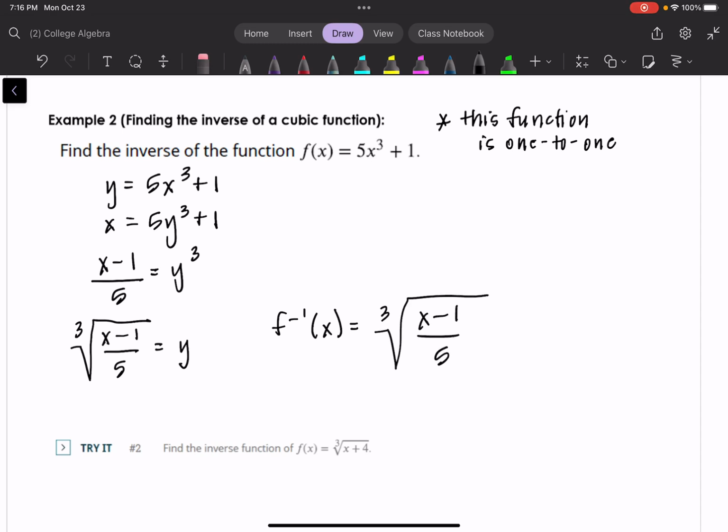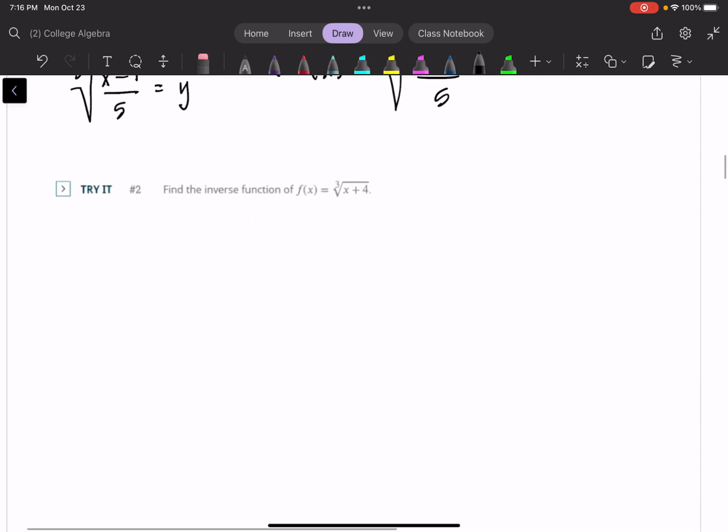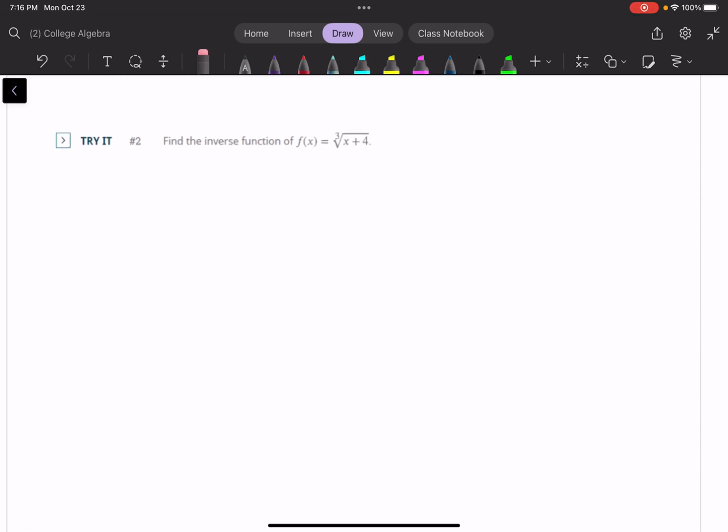All right, so if you want to pause the video and try to find the inverse function of this cube root function, come back and check your answer.